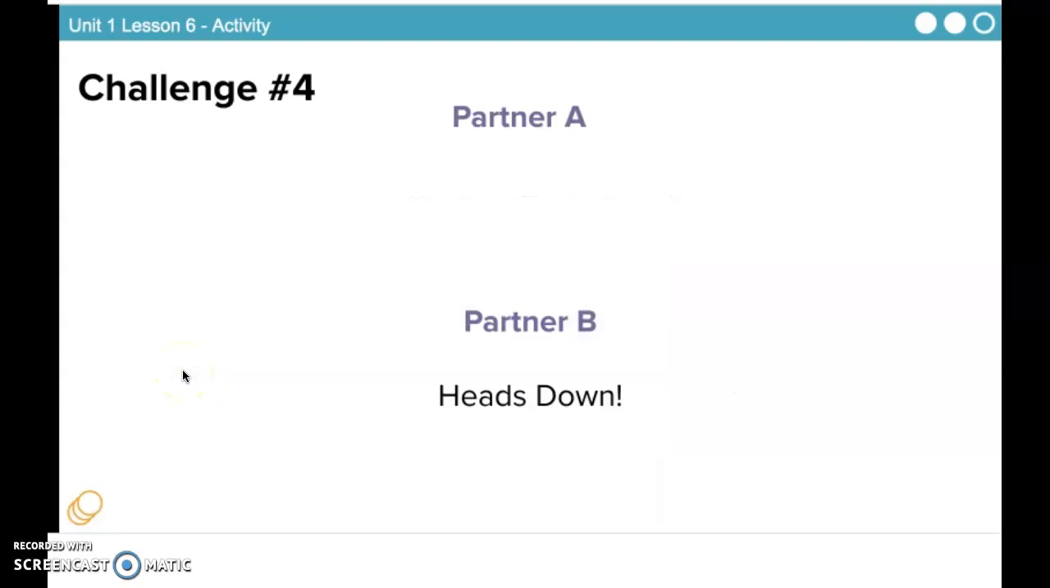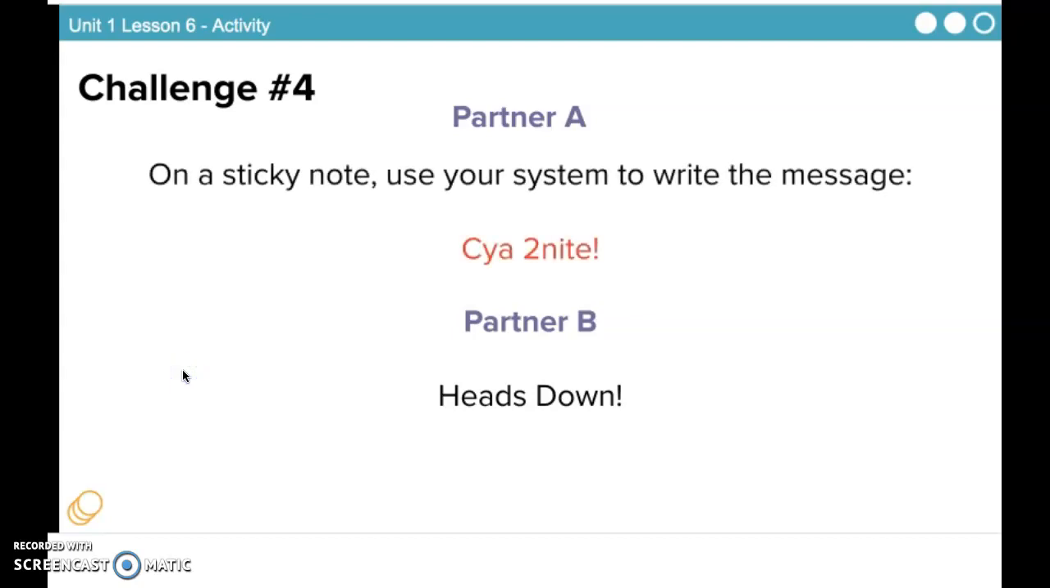Partner A, just wait. Partner B, put your head down. If your partner B is not putting their head down, hit pause. Okay, once partner B's head is down, we can continue. And partner A, partner B, your head is down. Partner A, on a sticky note, you're going to use your system to write the following message.